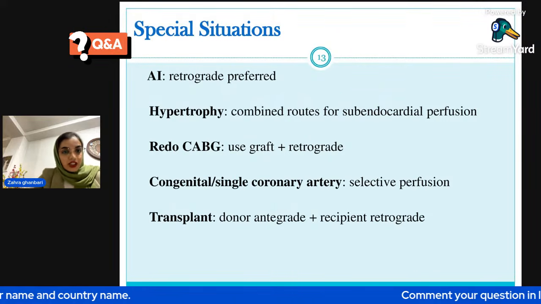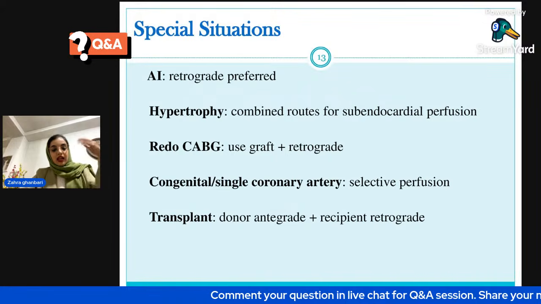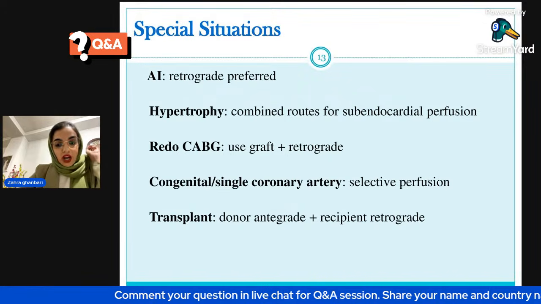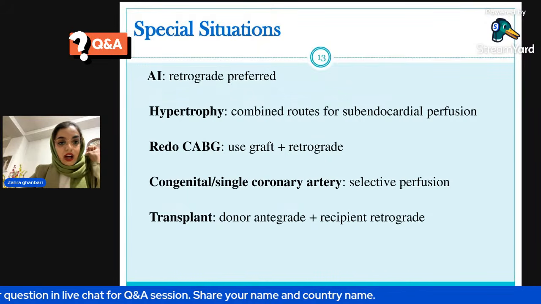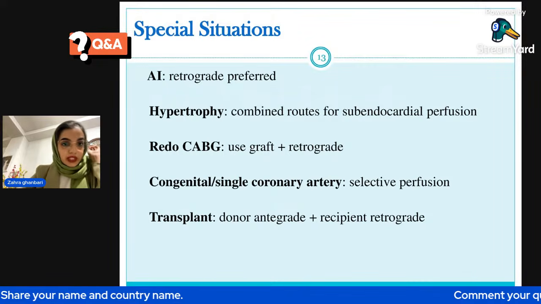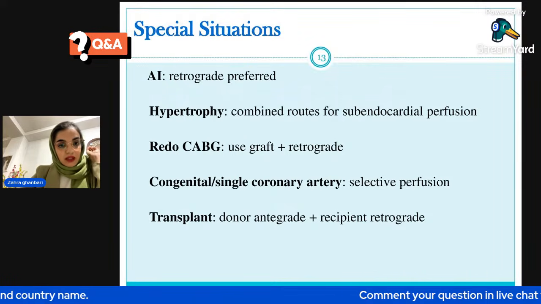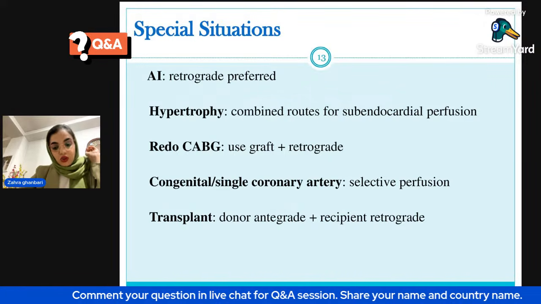For congenital anomalies and single coronary arteries, we can use selective perfusion that targets the abnormal or single coronary artery. And for heart transplant, for the donor heart, the antegrade method is better for delivery, and for the recipient heart, retrograde is better. So go to the next slide, please.